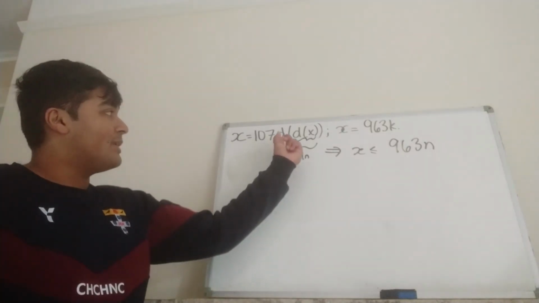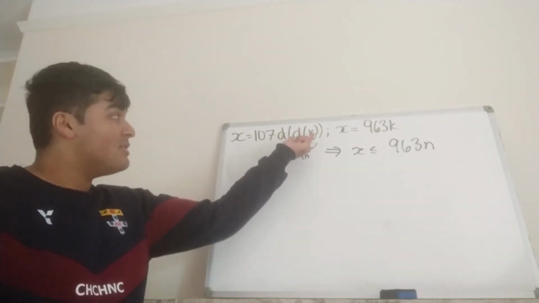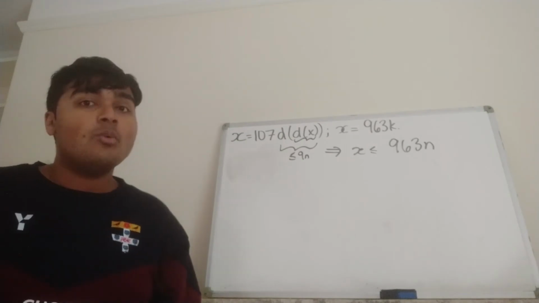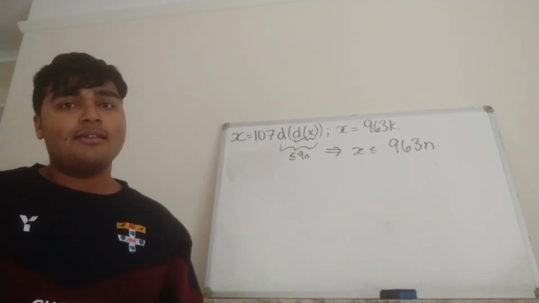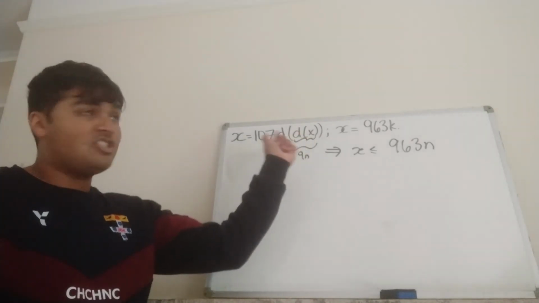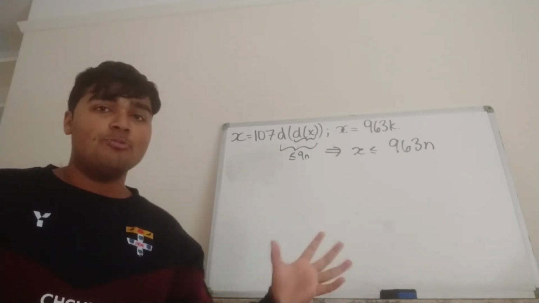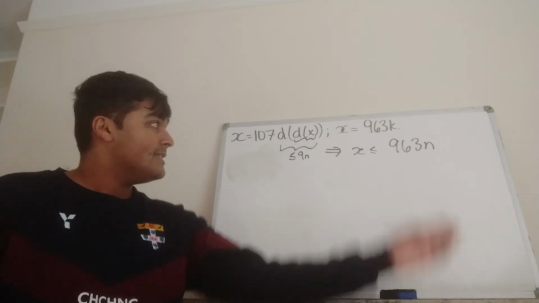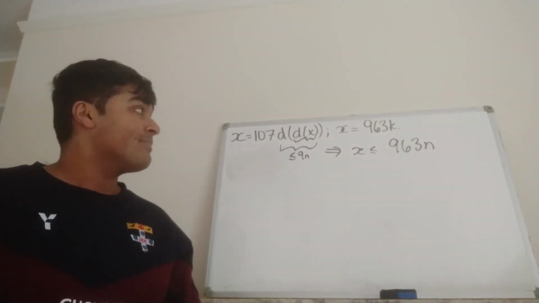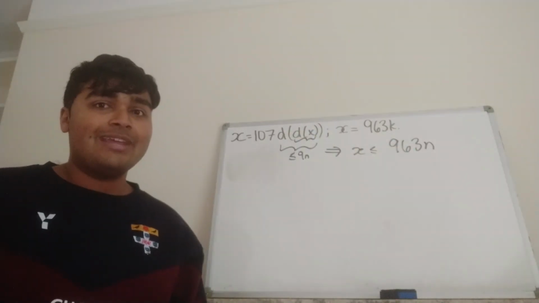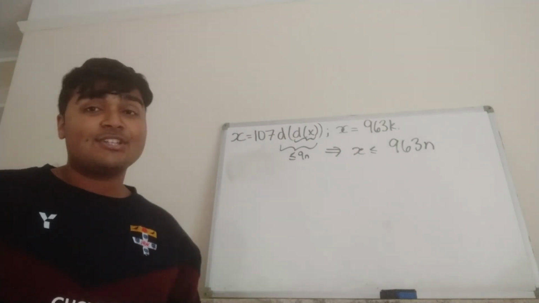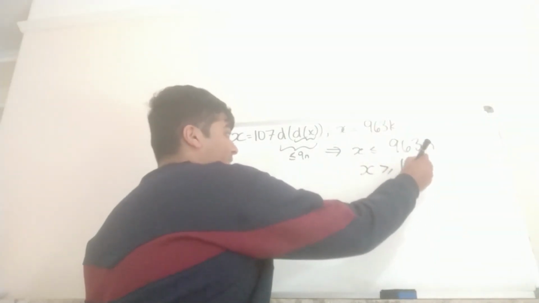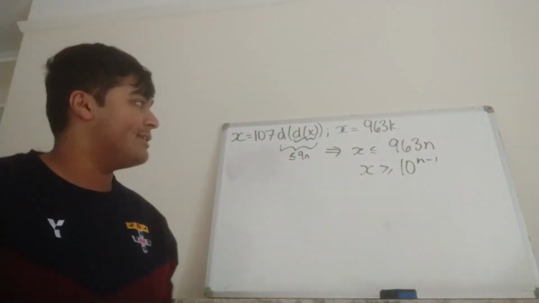And then because it's a number with at most n digits, when we take its digit sum again, so this d here on the outside, we're going to get at most 9 times n, because each digit could be at most 9 and no bigger. That's where we get this 9 from, and then we're just multiplying by 107 to give us the 963n there. So x is at most 963n, but again, x is just an n-digit number, so we get the same sort of lower bound that we had before. x is at least 10 to the n minus 1.